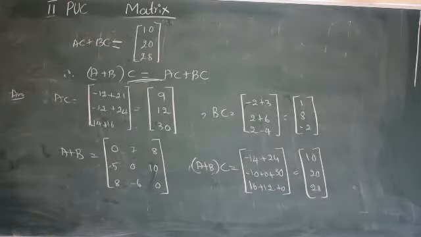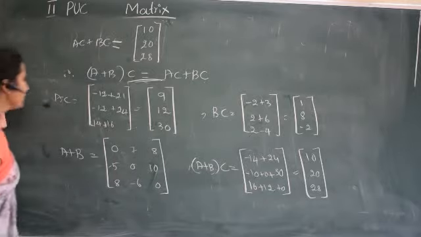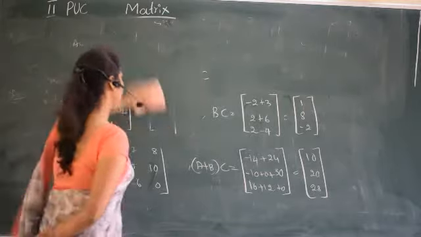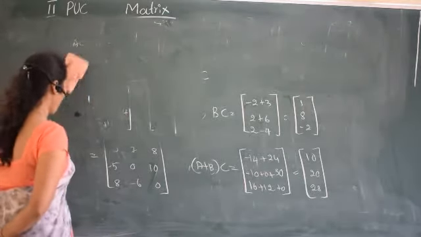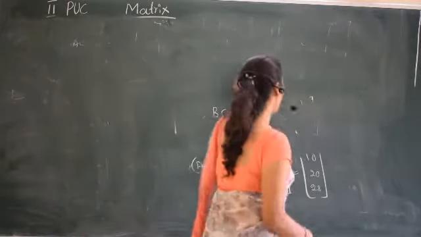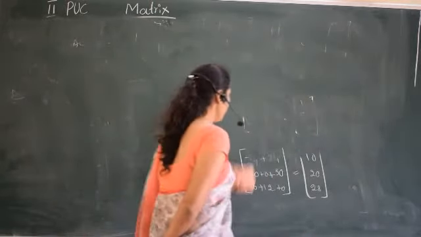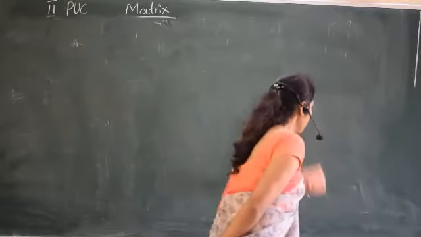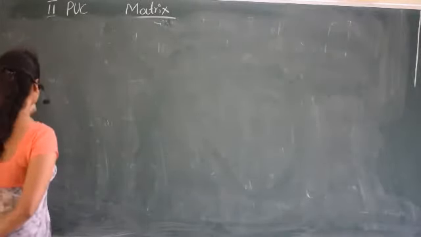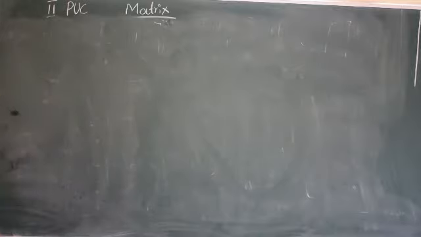So this problem is also very important for 5 marks. It is one of the 5-mark problems. So here we have verified the distributive property of matrix multiplication, that is, matrix multiplication is distributed over addition.